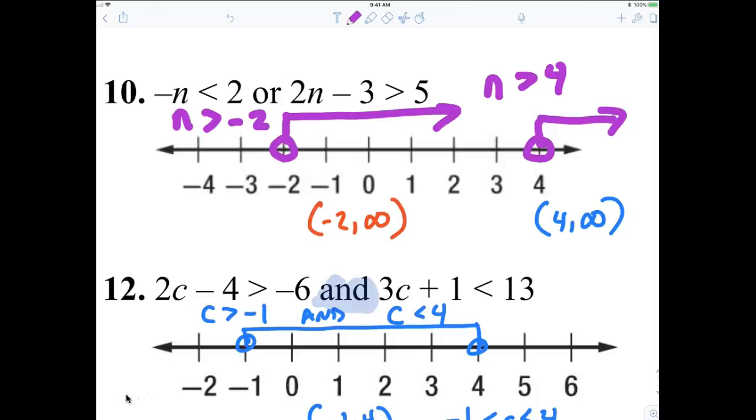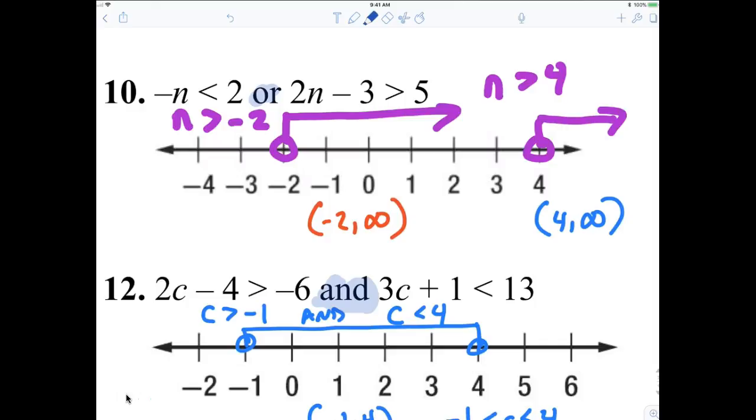So now we have a problem. We have a problem because this or statement is not going in opposite directions. So most of the time the or statements will be going in opposite directions. But in this case, they're going in the same direction. So I tried to explain yesterday that an or statement means it has to be true for one or the other.